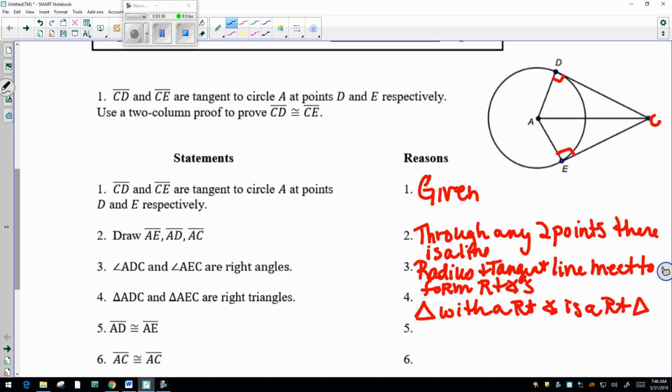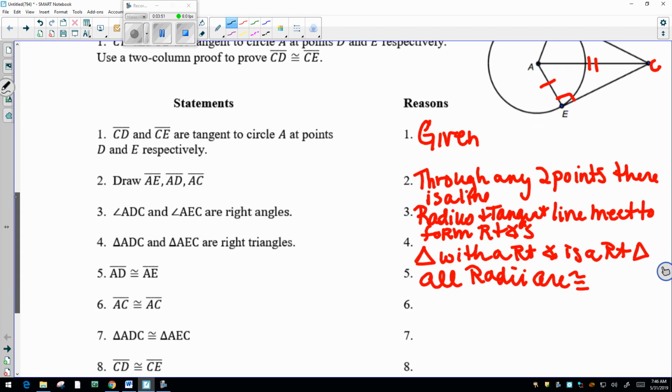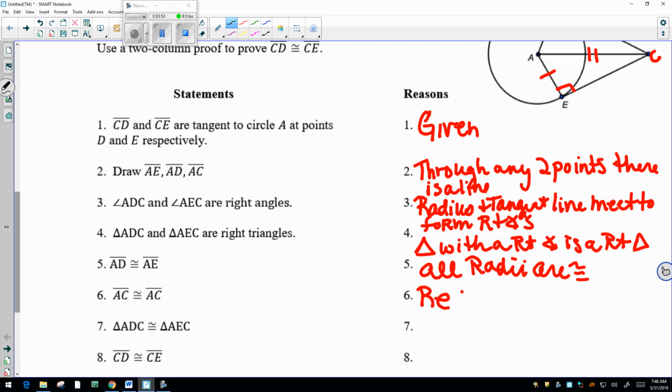Okay, so continuing on, we have AD is congruent to AE. So AD, AE, those are the radii of the circle. And we know that all radii are congruent. And AC is congruent to AC. That was our reflexive property. And so if we take a look, we have now right angles, right triangles, and 2 congruent statements. That does allow us to prove our triangles congruent.